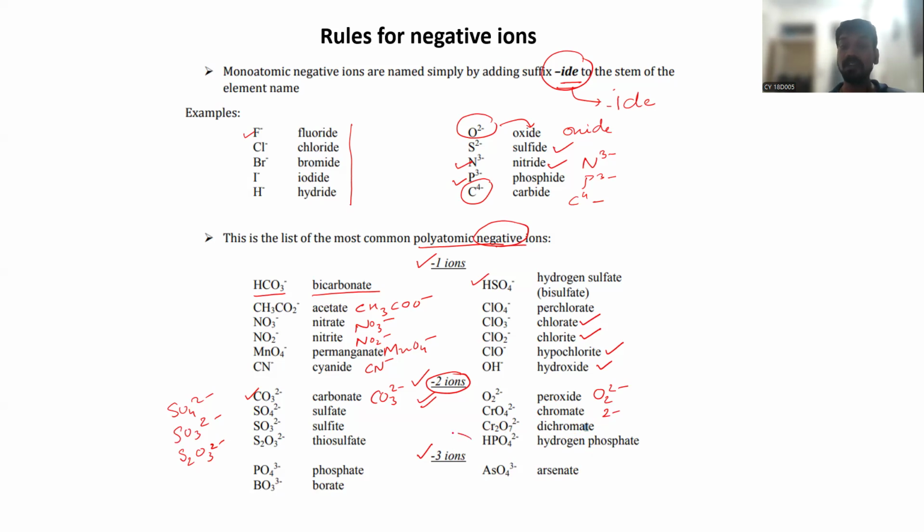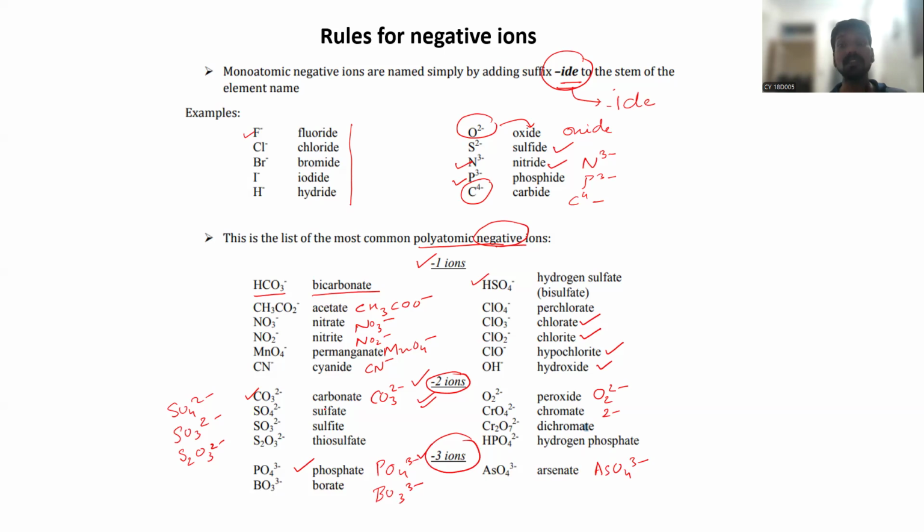Now we are going for the -3 charges. So what is -3 charge for polyatomic ions? There are some examples like phosphate, which we write as PO4 3 negative. Borate, that is BO3 3 negative. Arsenate, AsO4 3 negative. So these are the rules for memorizing the negatively charged species.